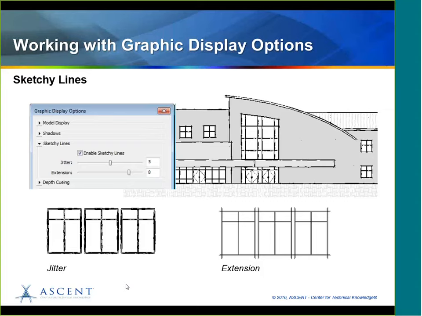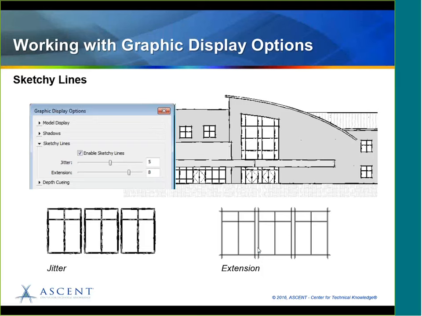Now, there's two parts to Sketchy Lines when you enable it. You have jitter and extension. And jitter is how wavy the lines are and how many layers of lines there are. 0 is perfectly straight, 10 has multiple layers. The other half is the extension, and you can see that here. It controls the length of the line beyond the end point. And it varies again from 0, no extension, to 10, where the extension is longer.